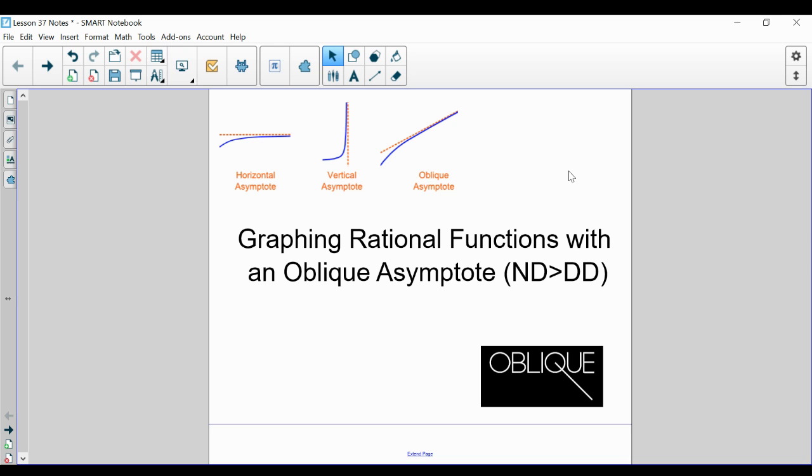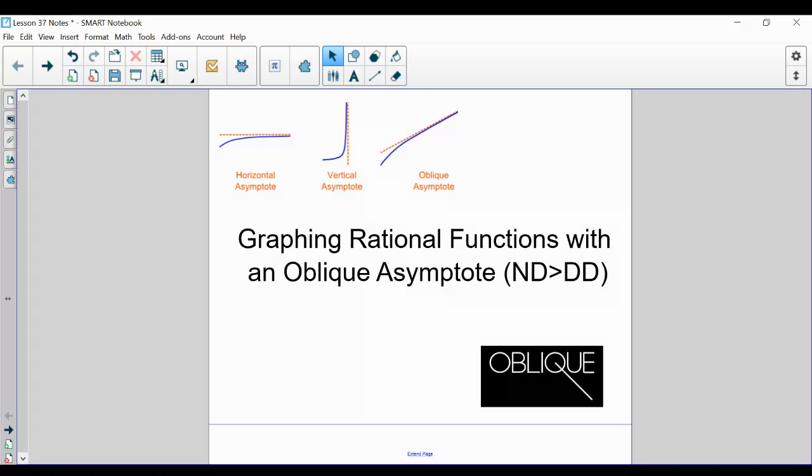Chapter 5, Lesson 37 is going to be, again, graphing rational functions, except now this time we're going to have oblique asymptotes, meaning, from what you learned a couple of sections ago, that the numerator degree is going to be greater than the denominator degree. So just to show you again what those asymptotes look like, vertical obviously goes straight up and down, horizontal goes straight across. Now our oblique is going to go on an angle.